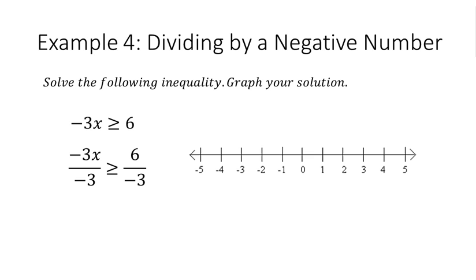So when we do that, when you multiply or divide by a negative number in an inequality, you have to flip the sign. So now we have x is less than or equal to negative 2, because 6 divided by negative 3 is negative 2. So we're going to be flipping our inequality sign. So since the inequality has a line underneath it, we're going to be having a closed circle at negative 2. And since x is less than or equal to, we are going to be shading to the left.